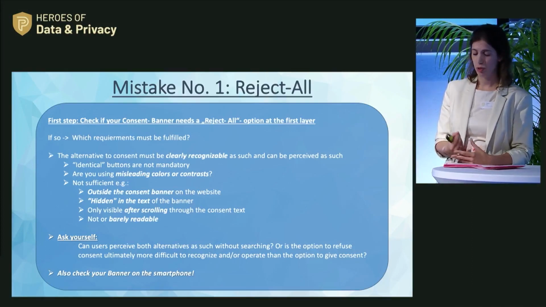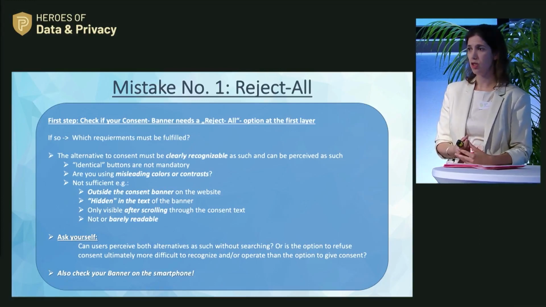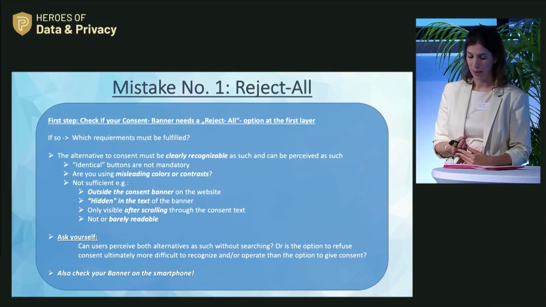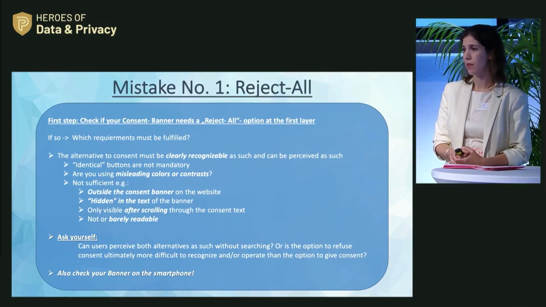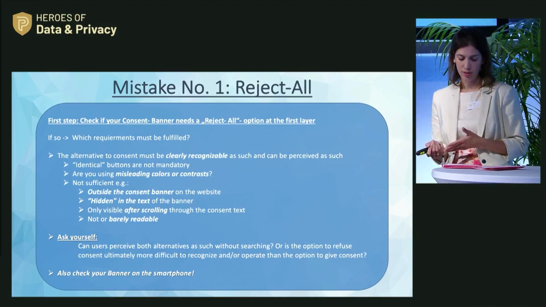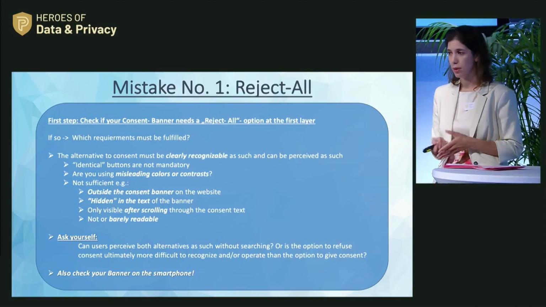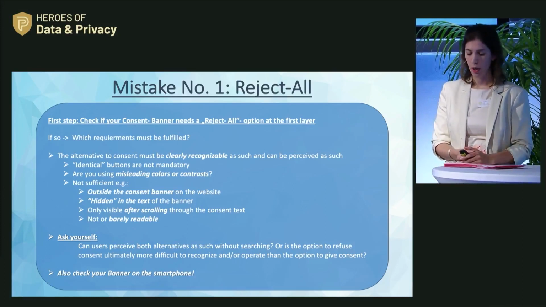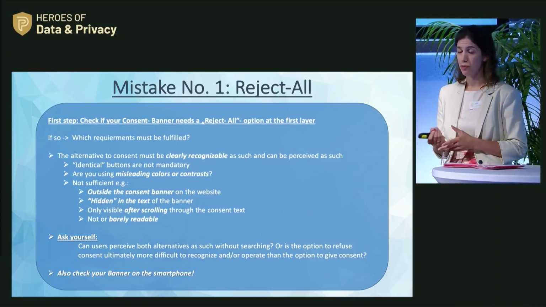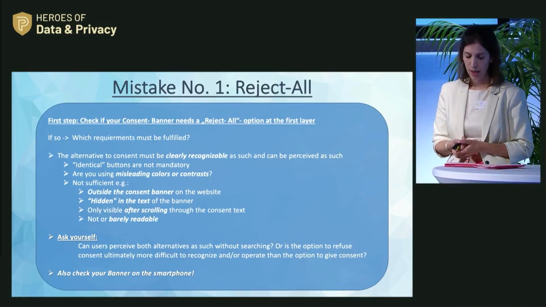The alternative to consent must be clearly recognizable as such and must be perceived as such. But this doesn't mean that it has to be identical buttons. You must recognize them, and you must recognize that there is another option. In this context, the design is very important, and we have the most problematic discussions about nudging and dark patterns. Are you using misleading colors or contrasts, or do you highlight the option to consent in any other positive way? You can use the wording reject all for this purpose, or the option could name continue without, just with necessary cookies or something in that way.